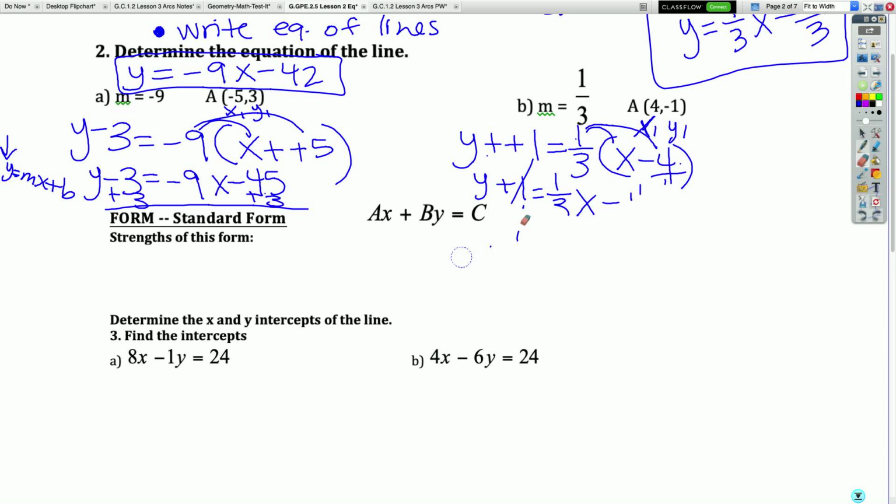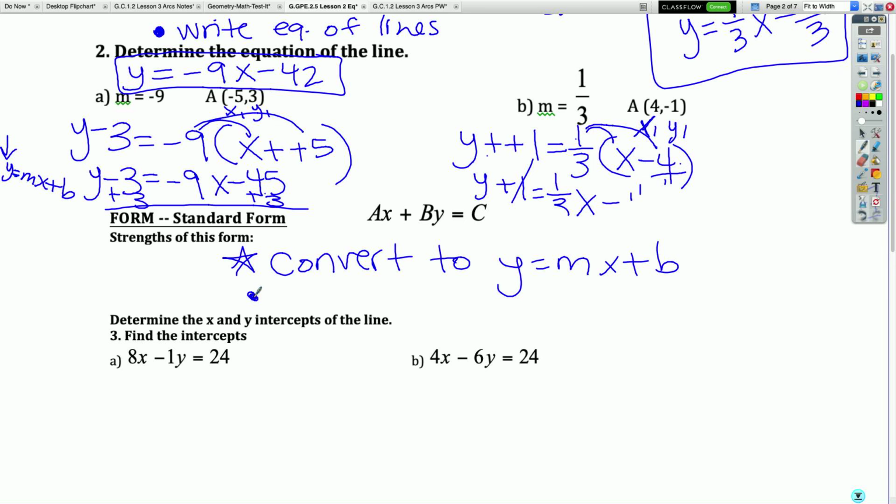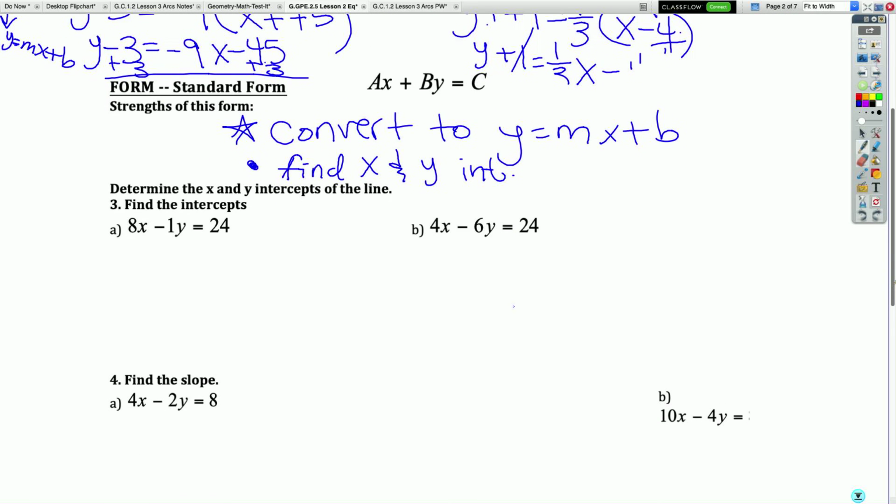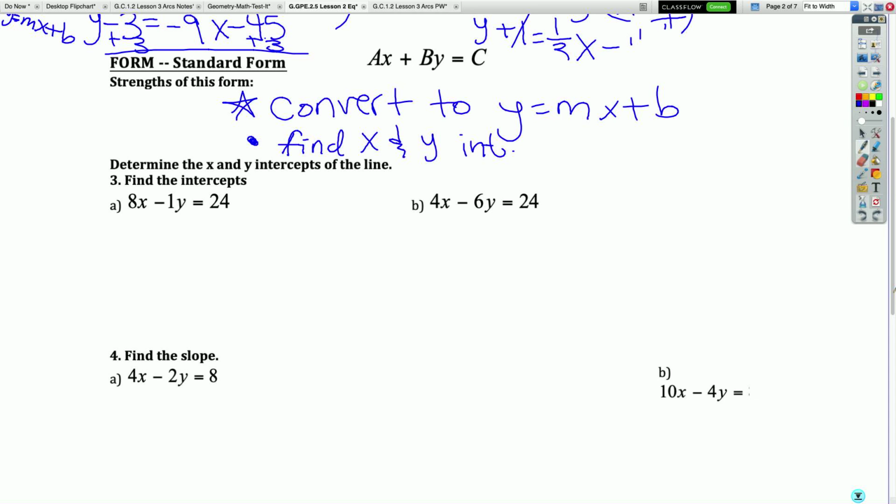to standard form. The only thing we do with standard form is convert it to y equals mx plus b. So we really don't have a ton of advantages of this, except for we can use it to find x and y intercepts. So think about an intercept is where that line is crossing through the x-axis or crossing through the y-axis. So we're going to figure out how to do that. Really easy to do that. To find the intercepts, you plug in 0.